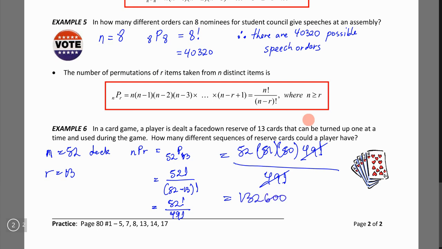132,600. So there are 132,600 possible sequences of cards. So basically, taking my deck of 52 cards, how many ways can I deal a hand of 13 cards? There are 132,600 ways.